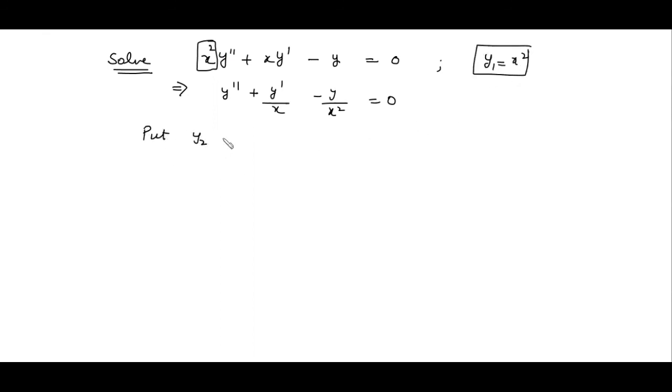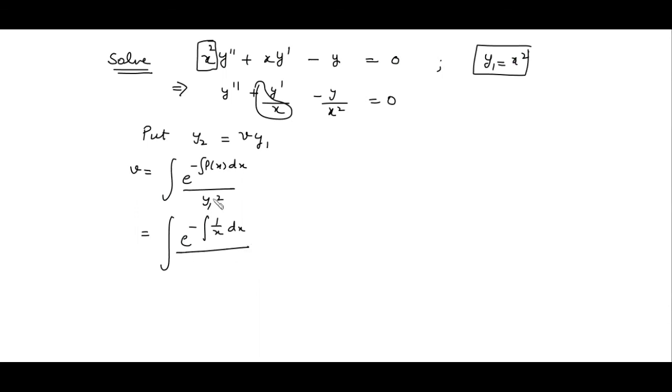Now we put y2 to be v times y1, where v is integral of e to the power minus px dx upon y1 square. Now substitute all the values. What is the px? Px is 1 over x. What is the value of y1 square? It is x square. So simplify this integral. We will have e to the power ln x minus 1 over x. So we get this is 1 over x to the power 5. So x to the power minus 4 divided by minus 4. This is the value of v.